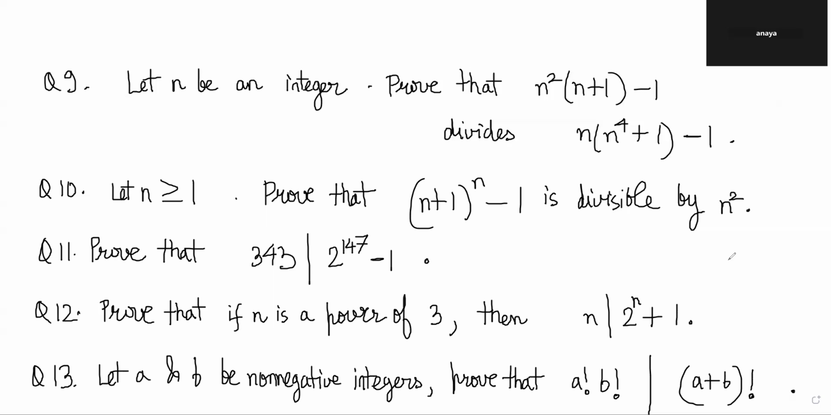Okay, so the last question is: A and B are non-negative integers. You have to prove that A factorial times B factorial divides A plus B whole factorial.